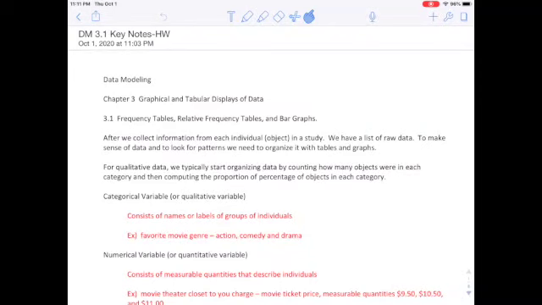3.1 is frequency tables, relative frequency tables, and bar graphs. After we collect information from each individual object we study, which is all the samples that we did last chapter, we have a list of raw data. To make sense of the data and to look for patterns, we need to organize it with tables and graphs. For qualitative data, we typically start organizing data by counting how many objects were in each category and then computing the proportion or percentage of objects in each category.